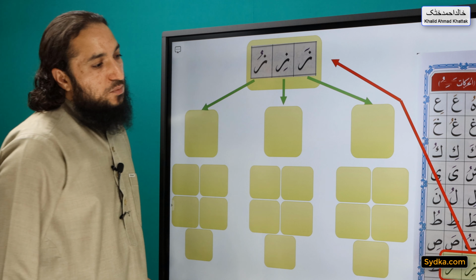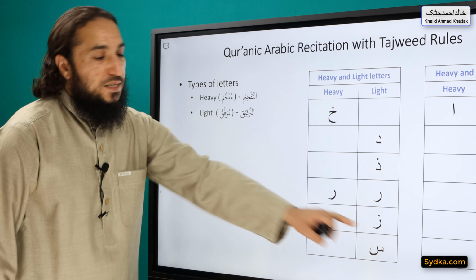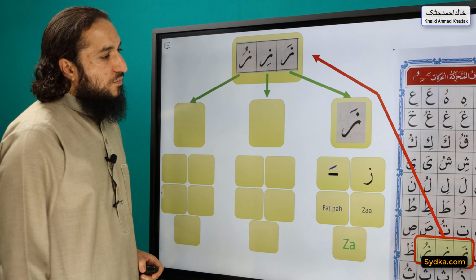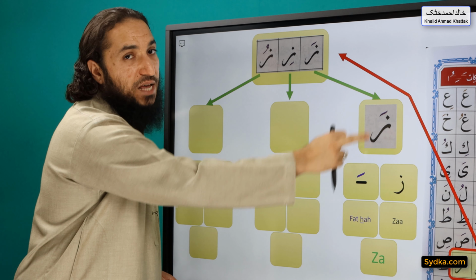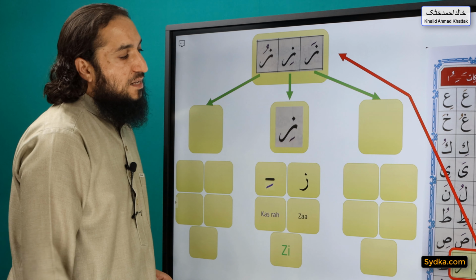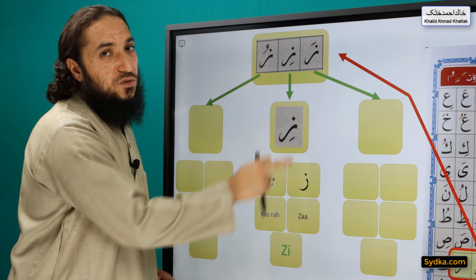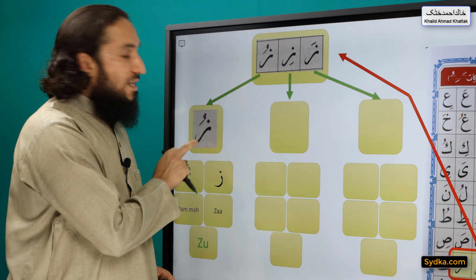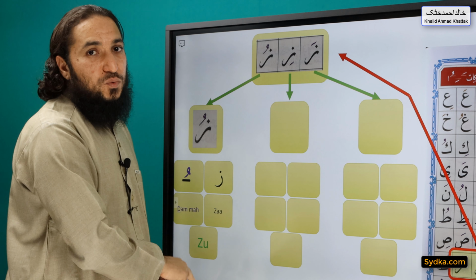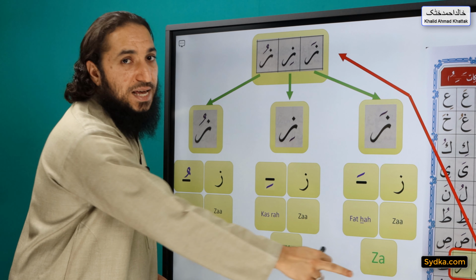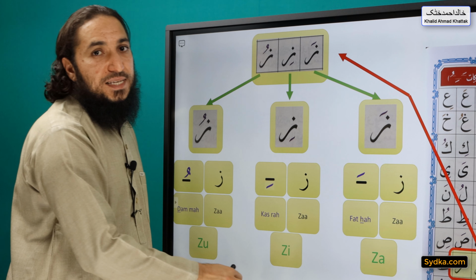The next three syllables are about the letter za, and za is one of the light letters. Za fatha za, za kasra zi, za dhamma zu.